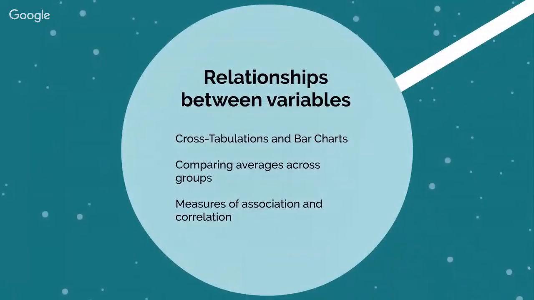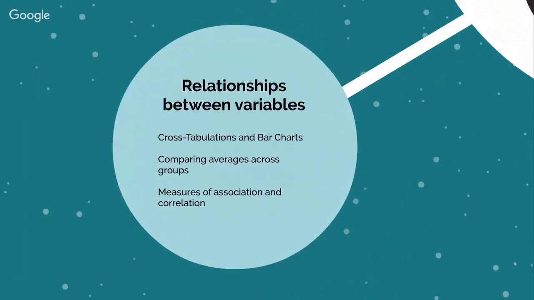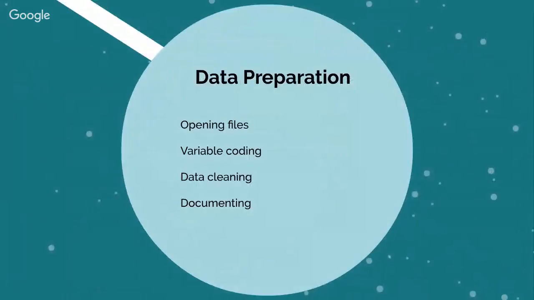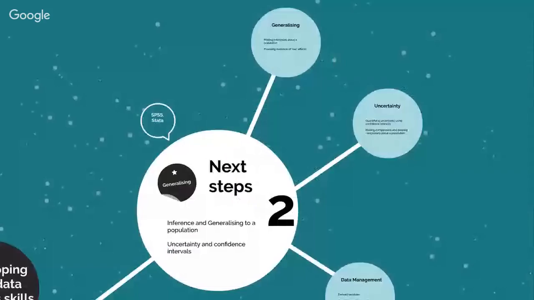Then you might start to look at relationships between variables, creating tables to cross-tabulate different variables or compare averages across groups. You might even get onto measures of association and correlation. How strong is the relationship between variables? And the practical skills you'll need to develop here are being able to open data files, being able to code variables, do a little bit of data cleaning to make sure it's in the right format, and you need to be able to document your analysis to be able to tell other people what you've done. So those are the basic data analysis skills when you're starting out.